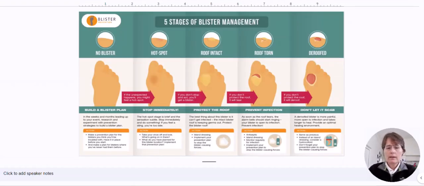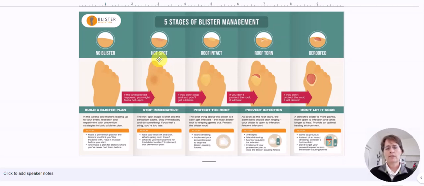This is a handout that I give to my patients that just spells out what we do at each stage. So the idea is we start and we finish blister-free. To do this, we need to predict our likely blisters and have our preventions in place before we even start. If we don't do enough there, then we still have the hotspot stage. That's our last chance of blister prevention.